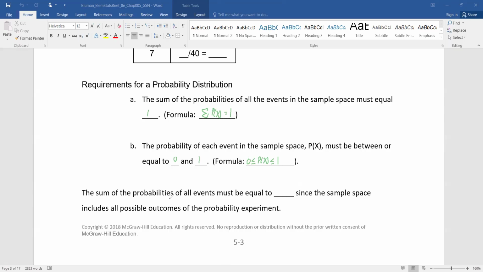And then the last statement here is that the sum of the probabilities of all events must equal 1, since the sample space includes all possible outcomes of the probability experiment. We don't take anything away.